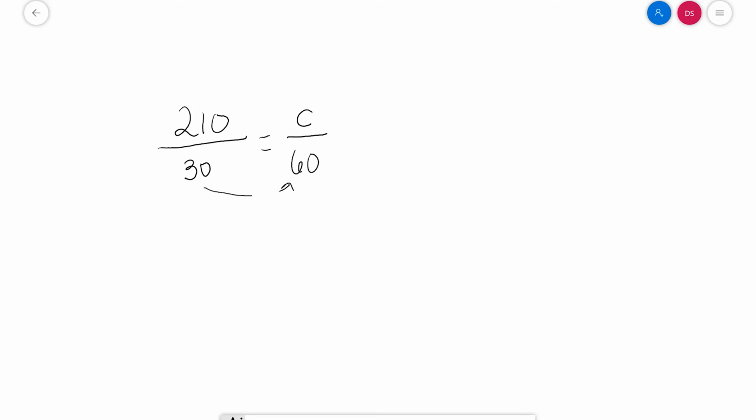And how do we go from 30 to 60? Well, we multiply it by 2. And as long as we do the same operation to the numerator that we did to the denominator, we can solve for the variable. So if 30 times 2 is 60, then 210 times 2 will give us C. And 210 times 2 is 420. So we would know that you would burn 420 calories if you inline skated for 60 minutes.